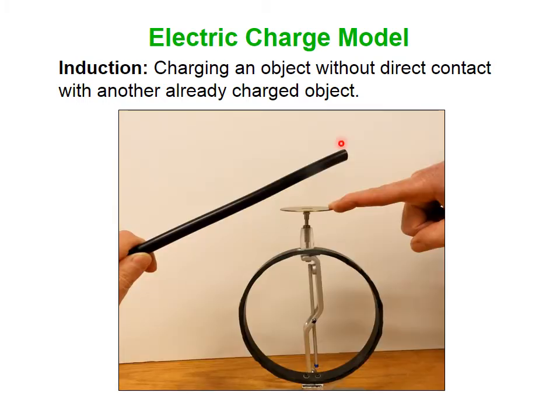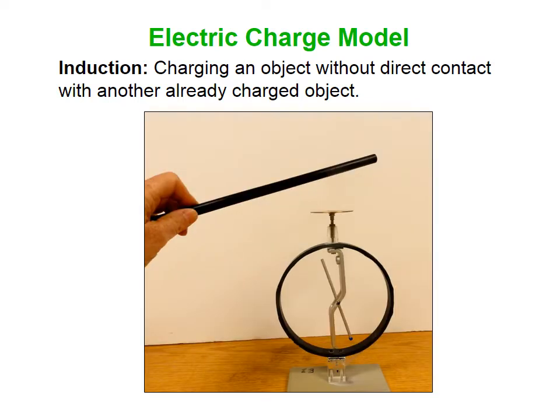So here we are again, a rubber rod rubbed with fur, a highly negatively charged object, brought near the top of an electroscope with a finger touching. And this time, while I'm in this state, I'm going to remove my finger from the electroscope, keeping the rubber rod still near but not touching. Let's see what happens. Okay, well, the electroscope is exhibiting some net charge.